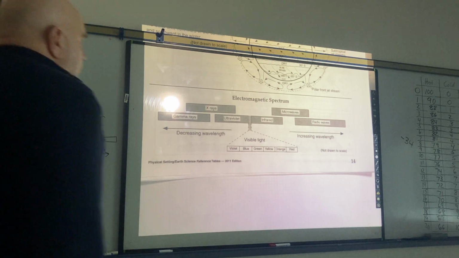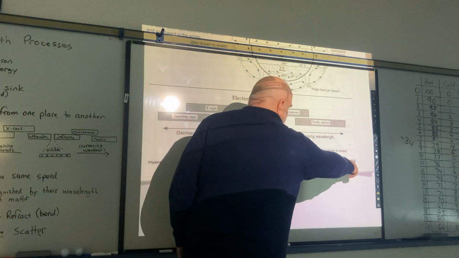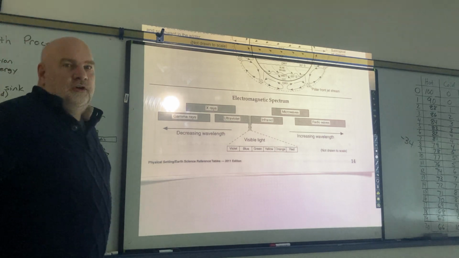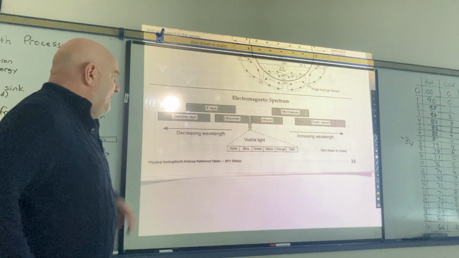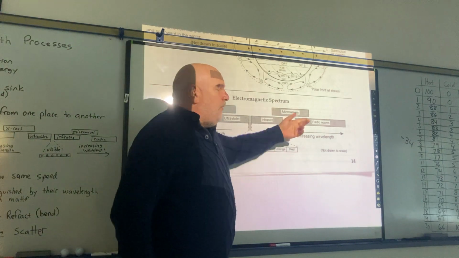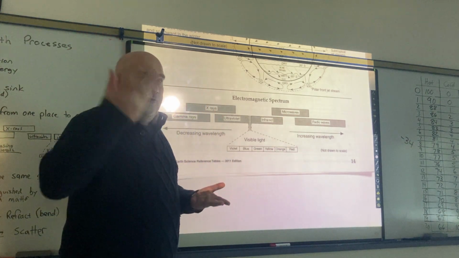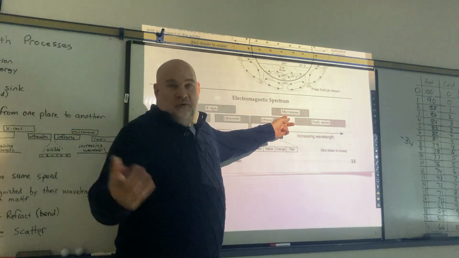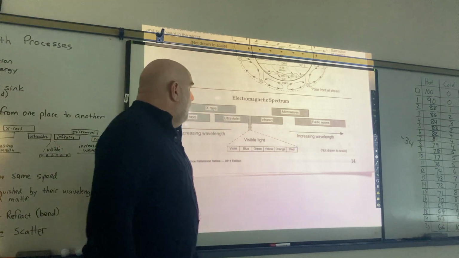All right, so this chart is on page 14 of your reference tables. It's the electromagnetic spectrum, so it shows you all various types of electromagnetic energy. Most of these you've probably heard of, radio waves. I mean, that's how you get radio stations, is they broadcast radio waves. Microwaves, you have microwave ovens, that's what you cook with.